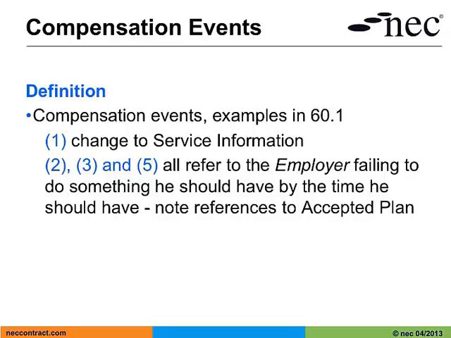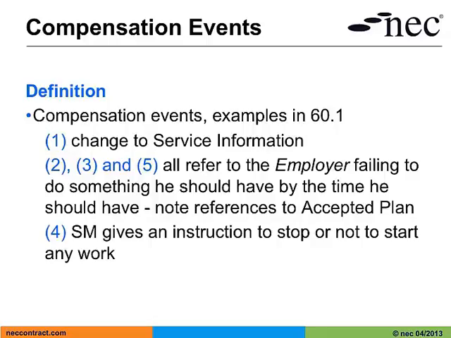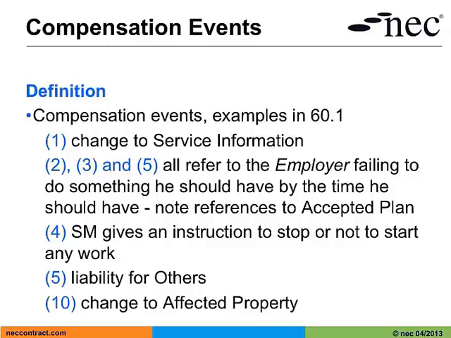Note that all three of these compensation events refer to the employer's failure to do something in accordance with the accepted plan. The fourth compensation event is the service manager giving an instruction to stop or not to start any work. The fifth compensation event also means the employer takes some liability for others in that it says the employer or others do not work in accordance with the accepted plan. And the 10th compensation event is a change to the affected property other than a change as a result of providing the service.